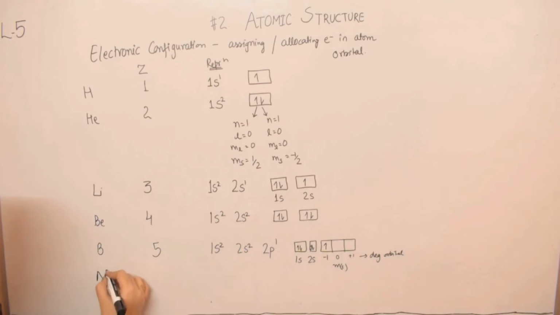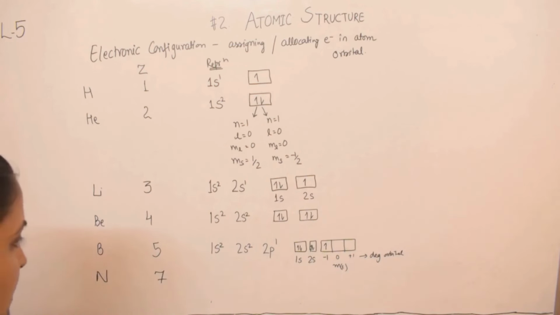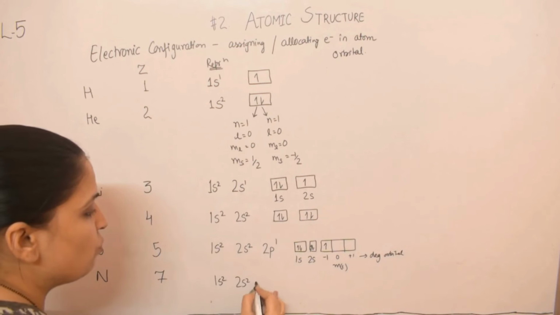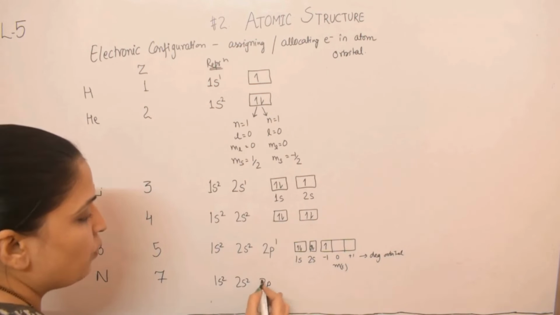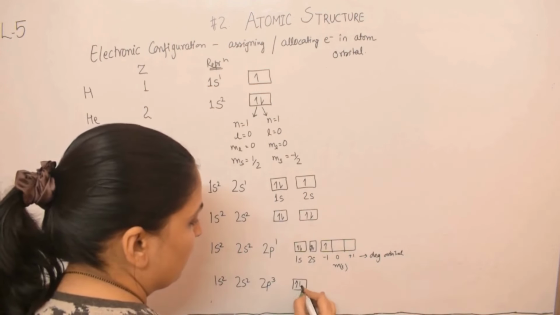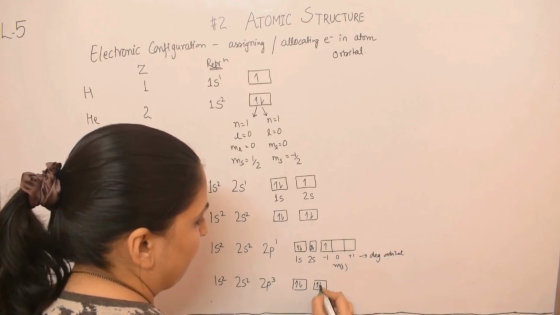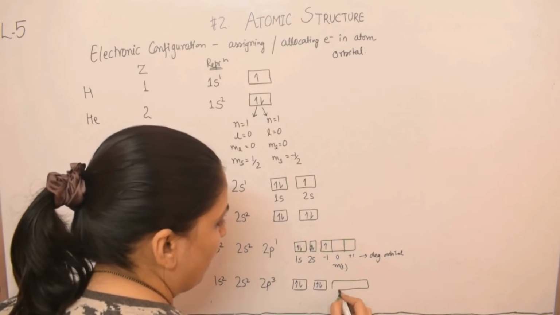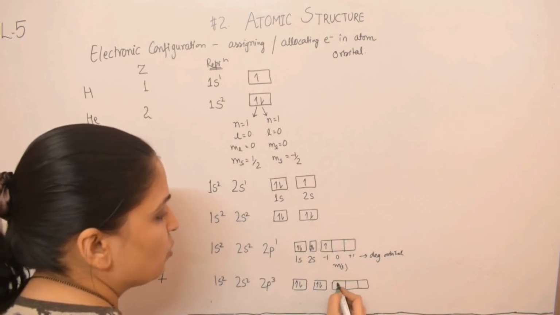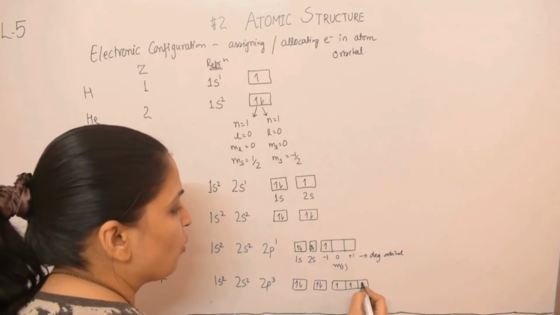Secondly, suppose I take the example of nitrogen. Nitrogen has an atomic number of 7. In this case it is going to be 1s2, 2s2, 2p3. This 4 is used here, so 3 electrons are left. Now I have degenerate orbitals and I have to fill 3 electrons, so each one will be singly occupied.